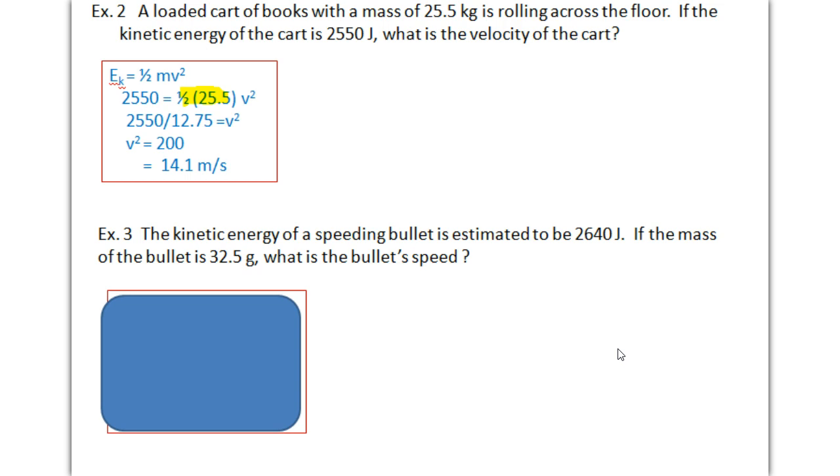Okay, example 3. The kinetic energy of a speeding bullet is estimated to be 2,640 joules. If the mass of the bullet is 32.5 grams, what is the speed of the bullet? Your first step here, don't go madly in and fill in numbers. Remember that mass has to be in kilograms, so you have to convert grams to kilograms, which means you divide by 1,000. So take your 32.5 and move it back 3 decimal places, because grams must go to kilograms.